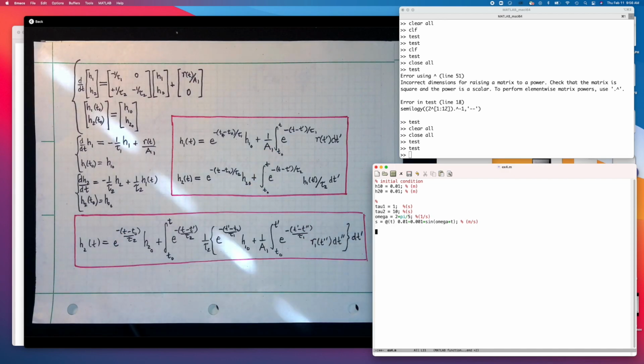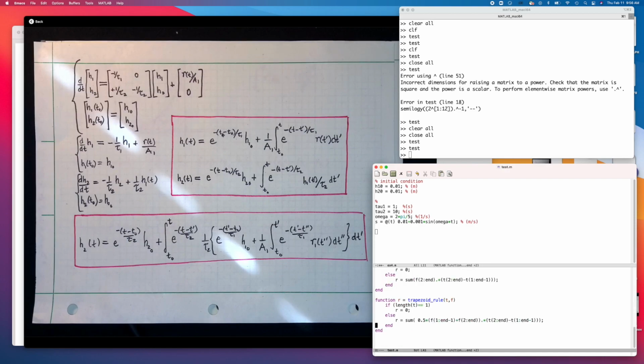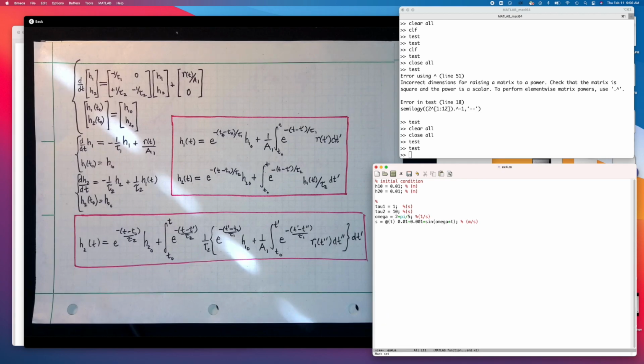So the first thing is to define the function, the trapezoid integration function. So I'm going to pick that one off from my little test script, test.m, and then move this down here. Alright, so I have my trapezoid rule integration.